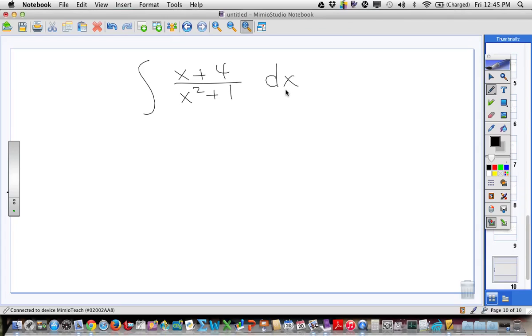That x plus 4 is combined. It's like x plus 4 times dx. So we don't have an x dx. That's the problem there. And it's not integration by parts. We split it. Yeah. Split it. Now remember, we can't split the bottom.